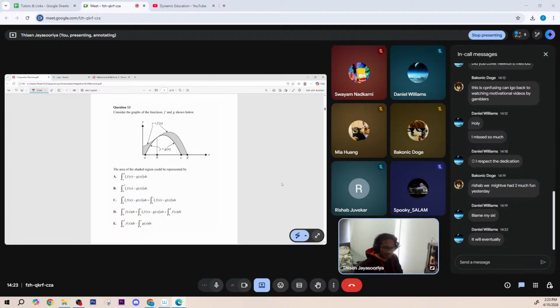So, I'll ask Mia. I'm sorry, Mia. I'll ask you because none of these other guys were here. So, here, how could we write this as an integral? Or how can we write the shaded area as an integral? How can we break it up into two separate regions? Maybe.